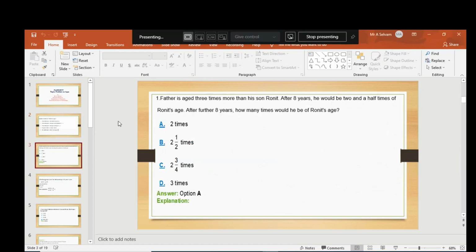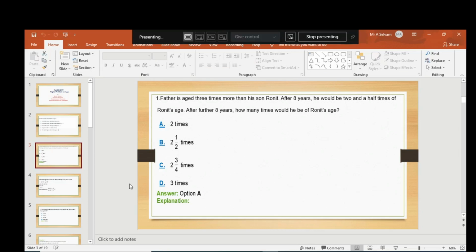So, first problem: a father is aged 3 times more than his son Ronit. After 8 years, he would be 2.5 times Ronit's age. After a further 8 years, how many times would he be of Ronit's age? Once again, I am repeating the problem. They have given some options: option A, option B, option C, and option D.